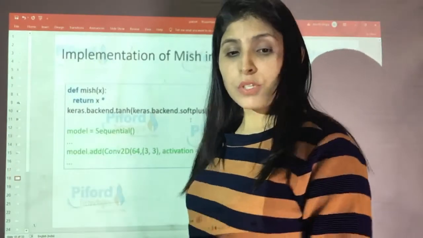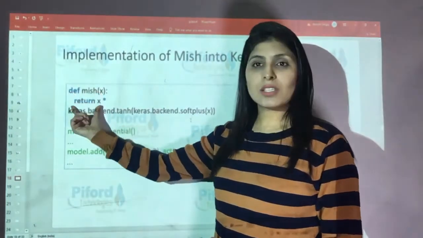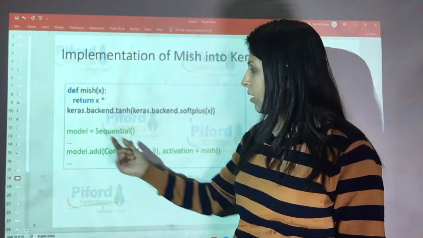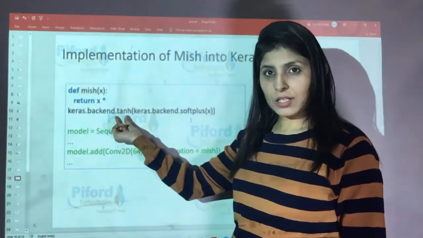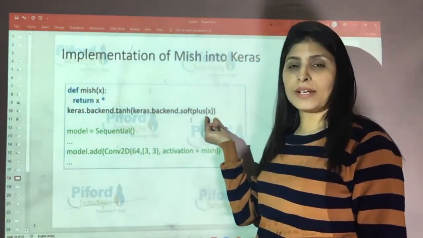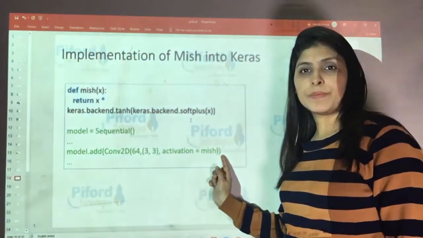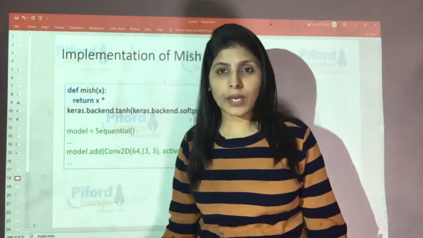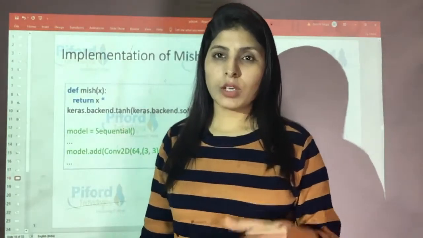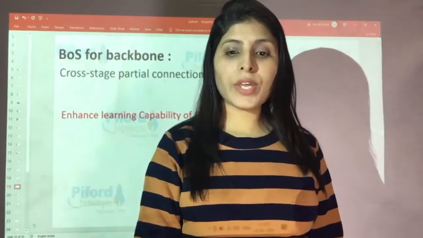Suppose you want to use this Mish activation function with Keras, how can you do it? This is the Mish activation function, the whole code which I've just explained. Here you use keras.backend.tanh and keras.backend.softplus, where you need to write x, and then you can call this Mish activation function like this. This is how you can create your Mish activation function and use it in your Keras code. All right.